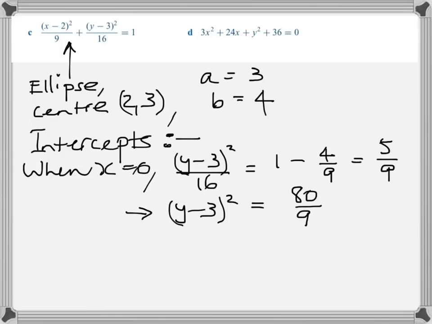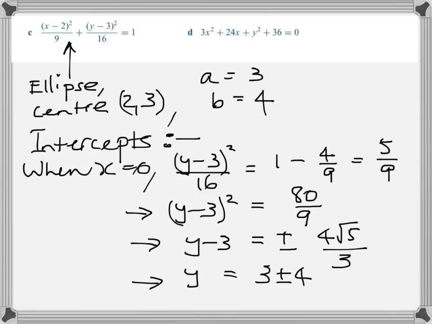Okay, I've multiplied both sides by 16, and that's what you get there. And now I've got to take the square root, and there it is, because 18 is 16 times 5, and that's where the 4 comes outside the square root sign. And now finally I can get y is equal to 3 plus or minus that term, 4 root 5 over 3.